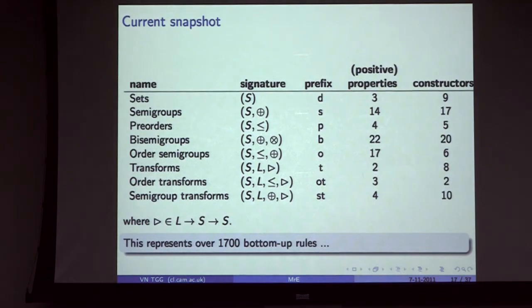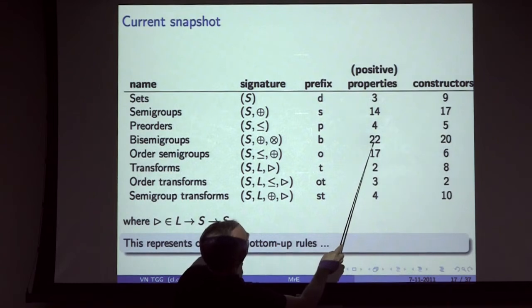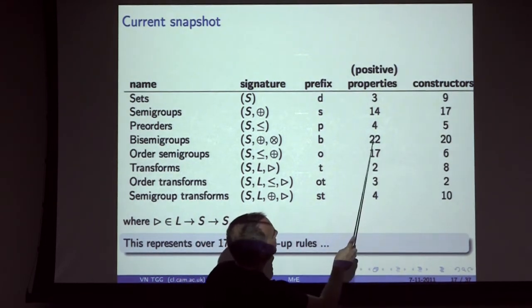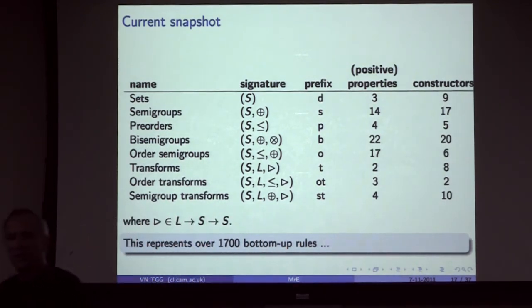So here's just an example of a current snapshot of where we are right now. As we'll see when we get to a more interesting example later, we're not just restricted to bi-semigroups here. But for bi-semigroups, we currently have 22 positive properties. That means we have 44 properties that we're actually looking at, and we have 20 constructors. So that means 20 times 44 theorems have to be proved for those bottom-up rules.